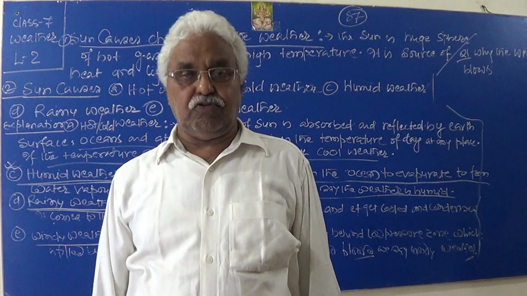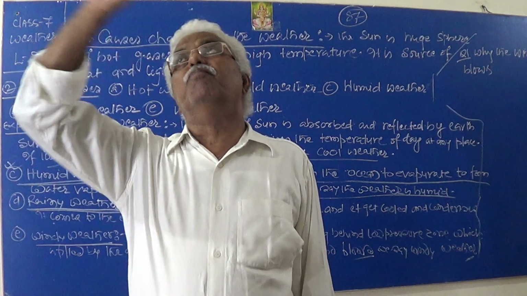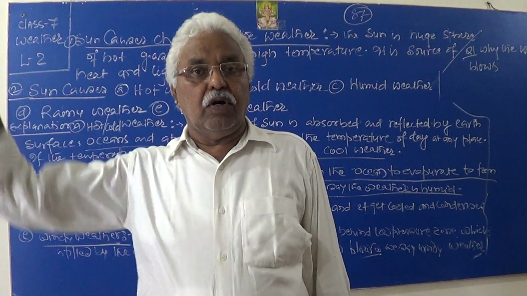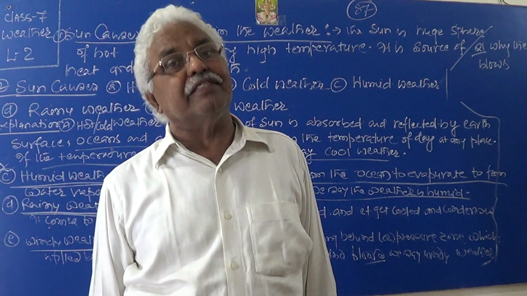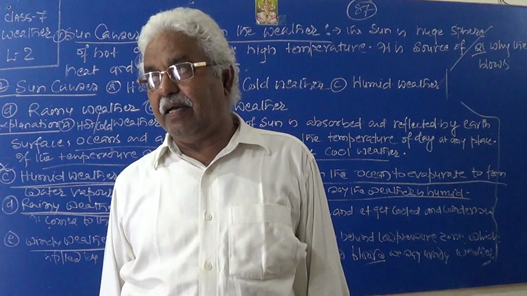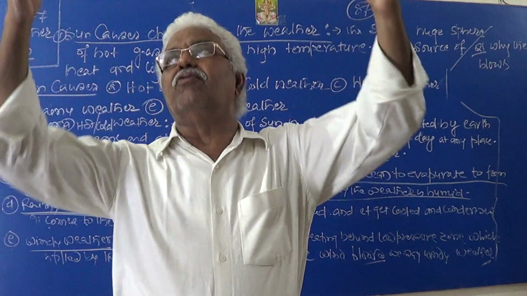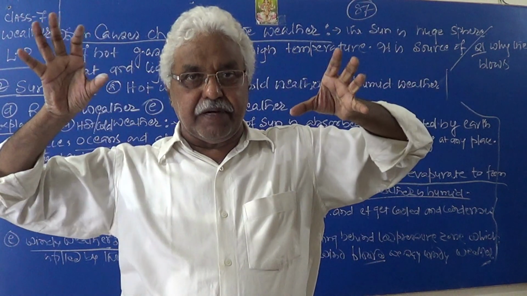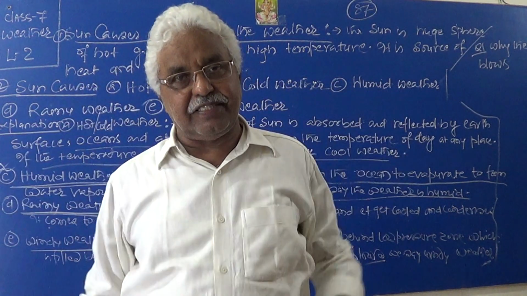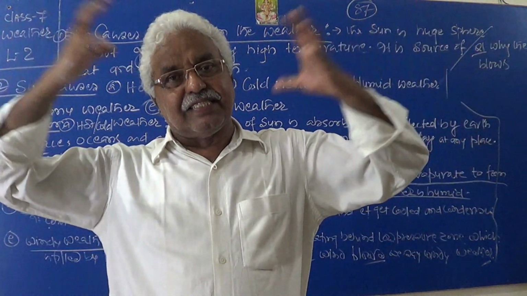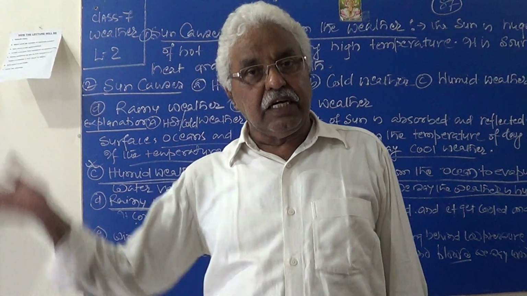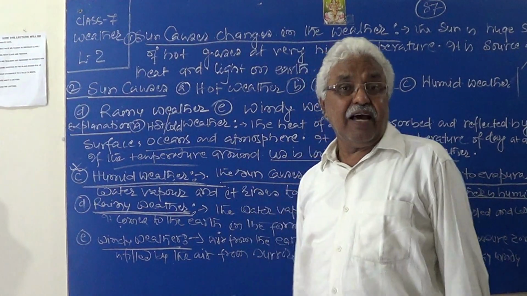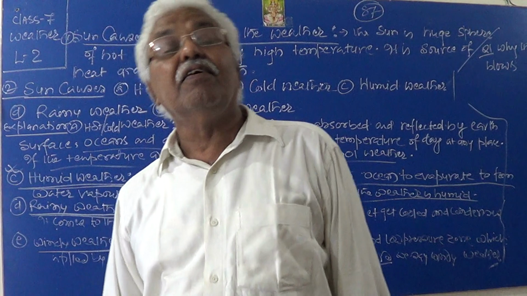Now as this cloud moves in the air with the wind, when the cloud comes to a colder region where the temperature is lower, the cloud molecules, which are carrying the water vapor, condense and form droplets. When water vapor condenses and forms droplets, what happens? It forms rain and comes to the earth in the form of rain. So we say that today's weather is rainy.